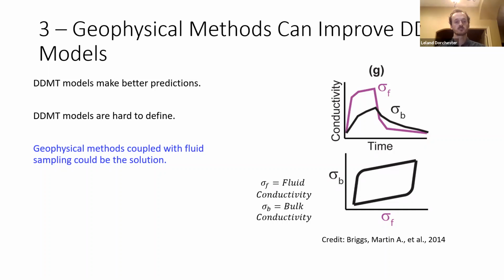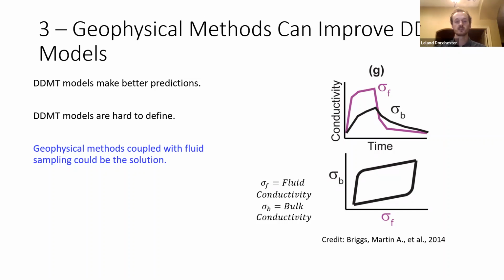So by coupling electrical resistivity with fluid sampling, we can actually begin to look at the relationship between the fluid conductivity of a groundwater system and the bulk conductivity of a groundwater system, and begin to tease out the relationship of the immobile and mobile porosity. So that's kind of what we're looking at here in this top right figure, where we can see that the fluid conductivity and the bulk conductivity versus time have both been plotted, but look slightly different.